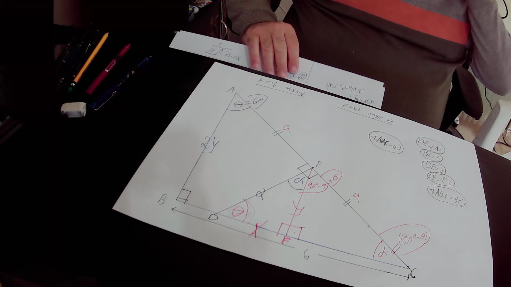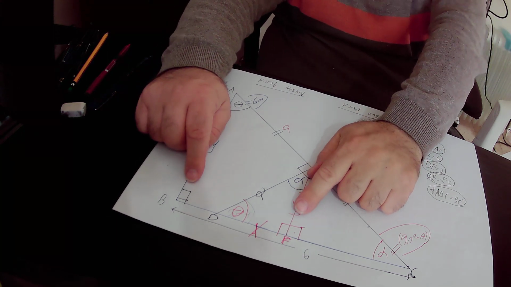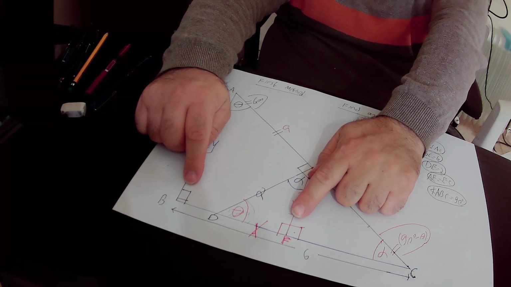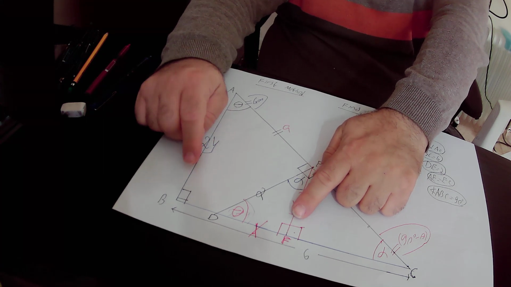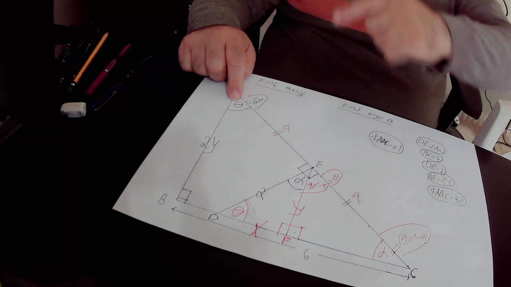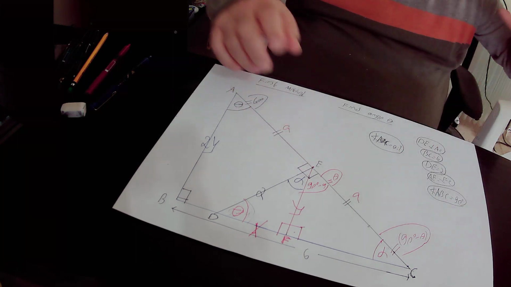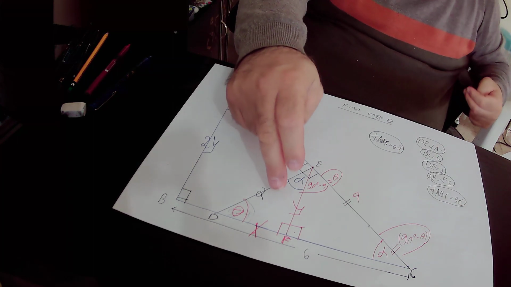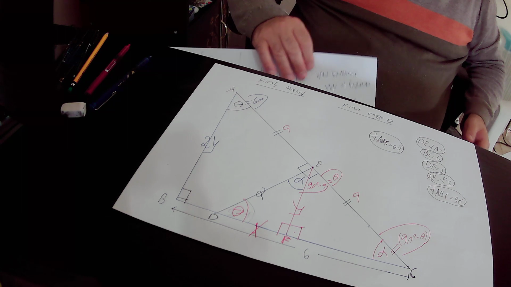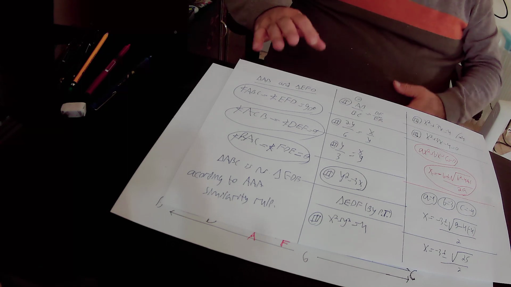Okay, so why are those two right triangles similar to each other? First of all, those two angles are both equal to 90 degrees, therefore they are equal to each other. Those two angles are both equal to theta, therefore they are equal to each other. Those two angles are both equal to alpha, therefore they are equal to each other. So we proved that all the angles of triangle ABC can go into all the angles of triangle DEF. Therefore triangle ABC is similar to triangle EDF according to the angle similarity rule.